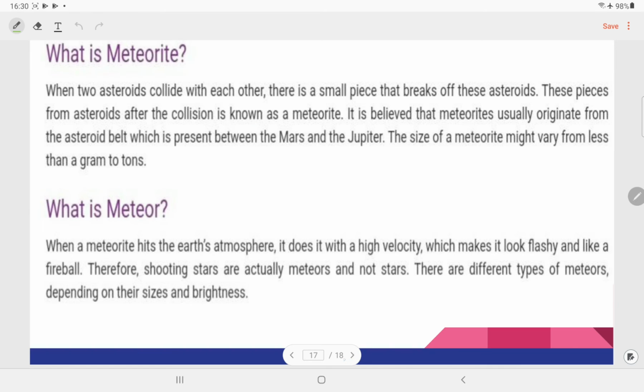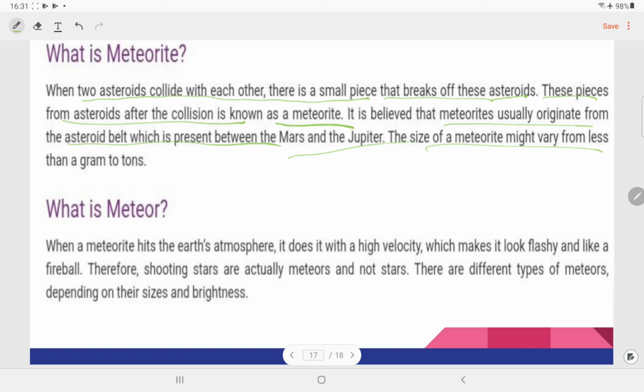So moving on, after asteroids, what is a meteoroid? When two asteroids collide with each other, small pieces break off. These pieces from the asteroids after the collision are known as meteoroids. It is believed that meteoroids usually originate from the asteroid belt, which is present between Mars and Jupiter. The size of a meteoroid may vary from grams to tons.